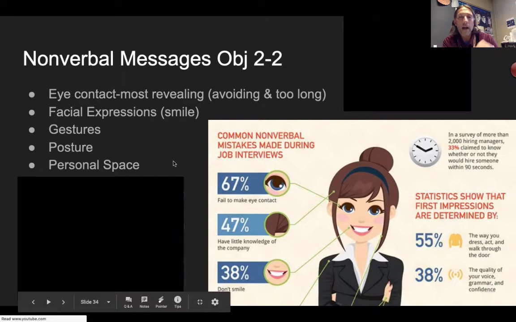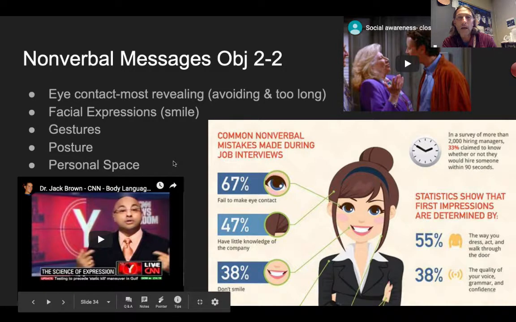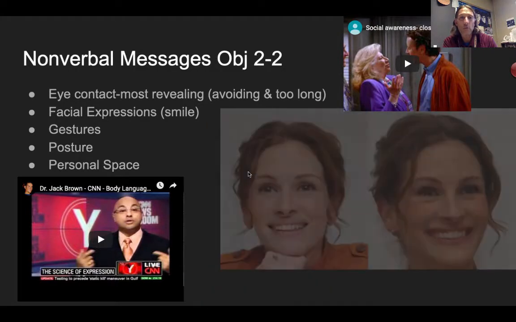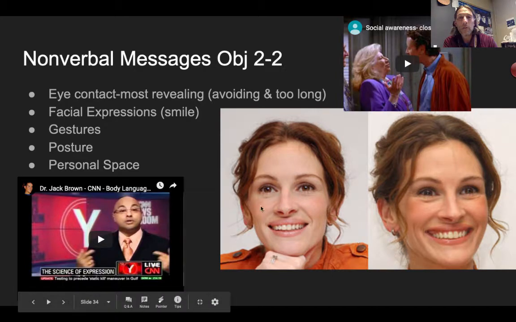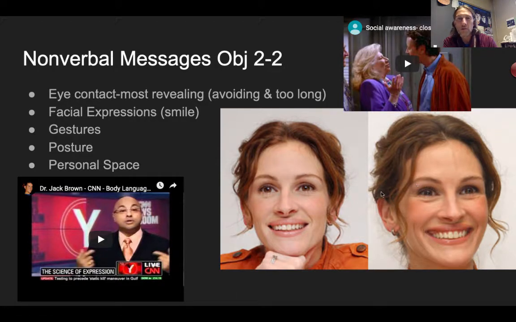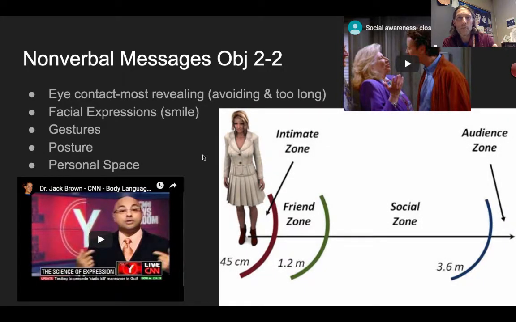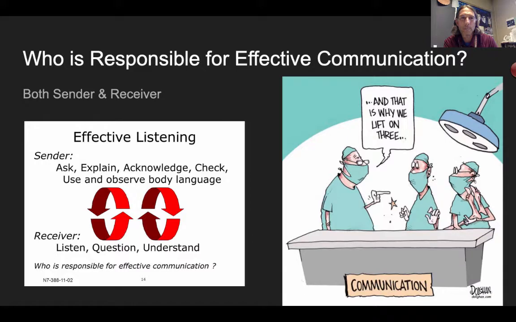Nonverbal messages, again, when you look at eye contact, you want to not avoid it, and you don't want to stare too long. For facial expressions, how can you tell if it's a real smile or a fake smile? If you look at this, this is a fake smile. The way you can tell is when the crow's feet on the corner of the eyes are there, you know it's a real smile. Some of our different gestures. The other thing is invading people's space has an impact on nonverbal and whether people are going to be receptive or not. Who's responsible for effective communication?